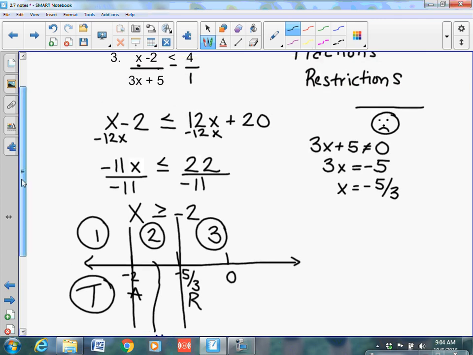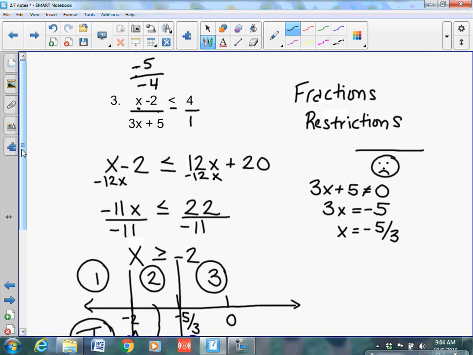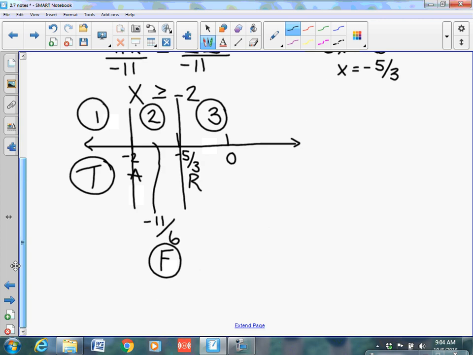The next number should be easy. I'm just going to use 0. I can show this one really quick without a calculator. 0 take away 2 is a negative 2. 3 times 0 is 0. 0 plus 5 is 5. Is a negative number less than or equal to 4? Yes.